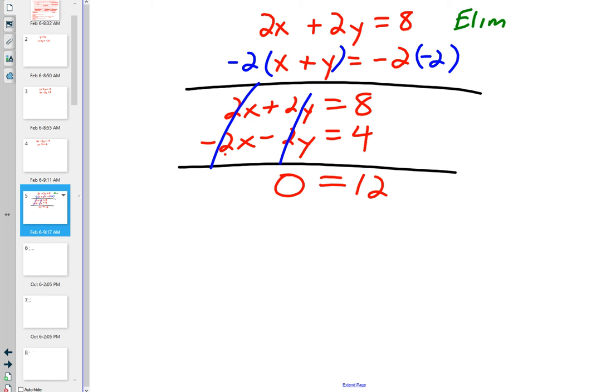But the whole purpose of elimination was to eliminate one of the variables, and I did that, but when I eliminated one of them, they both went away. There's nothing else to solve for. If I have nothing to solve for, that means I can't have one intersection. So this is either going to be infinite solutions or no solutions. Since the two numbers that are left are not the same, what does that mean? Yeah, it means that we have no solution.